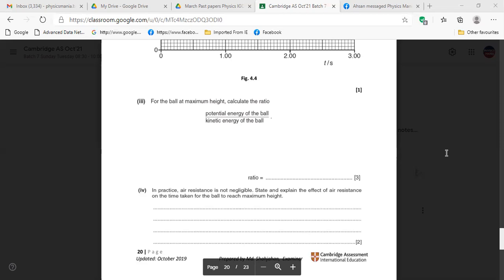No, B3 is potential energy. That means it's gravitational potential energy, right? So we need mgh and kinetic energy, that means half mv square. So your ratio will be mgh by half mv square. You write it.